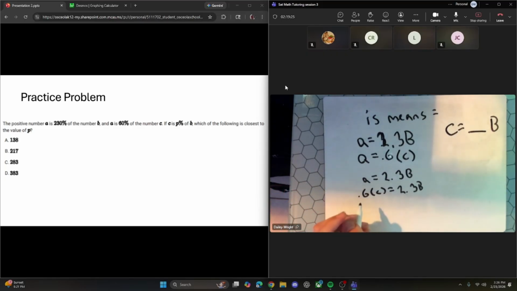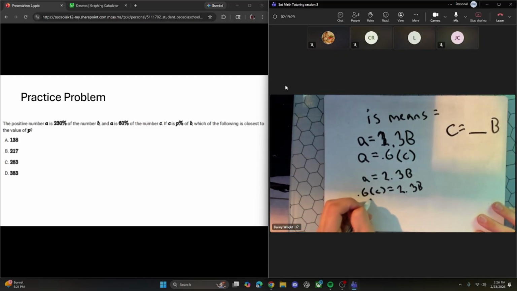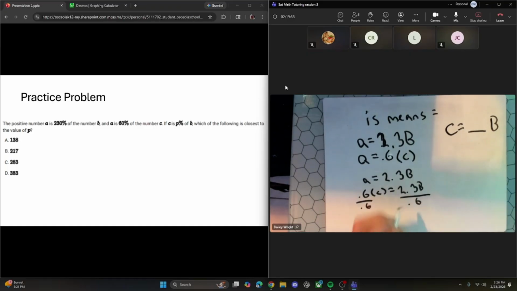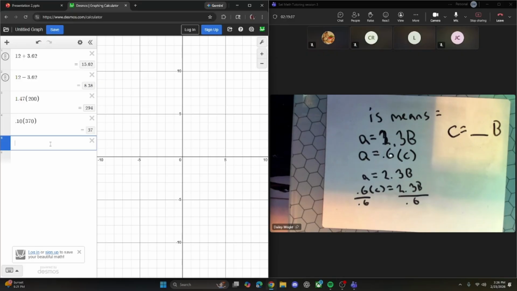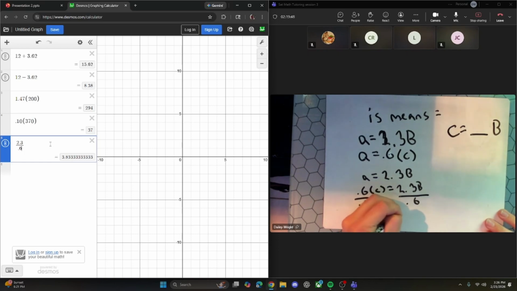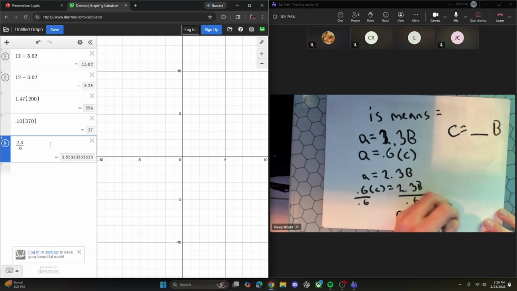And then we want to get it in that C equals form. So we're going to divide both sides by 0.6. And that's not going to affect your B, so we're just going to divide it in Desmos by the coefficient. And that is going to be your decimal. C equals 3.83B.